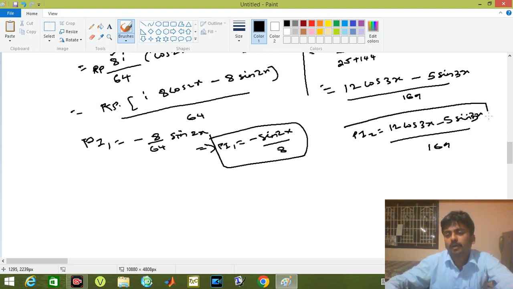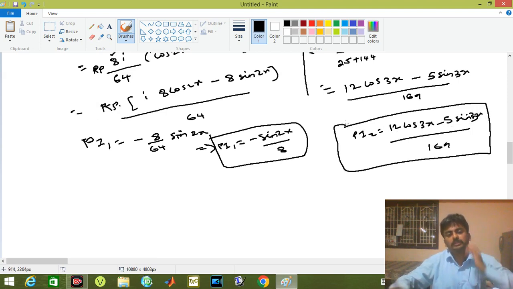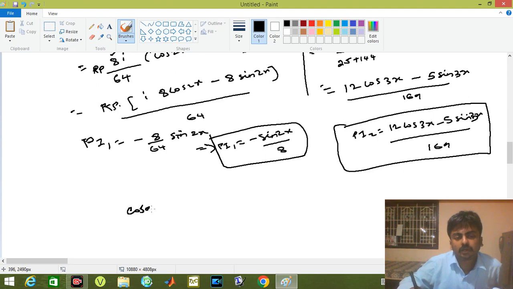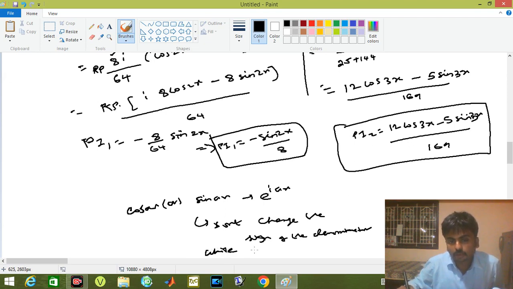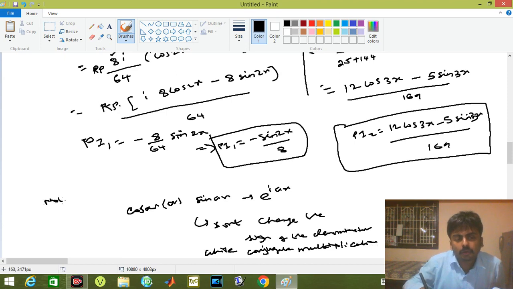So the important note is: when you are changing cos ax or sin ax to e power iax, don't change the sign of the denominator while doing the conjugate multiplication. So this is an important note.